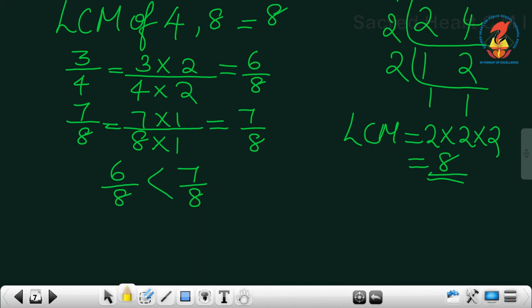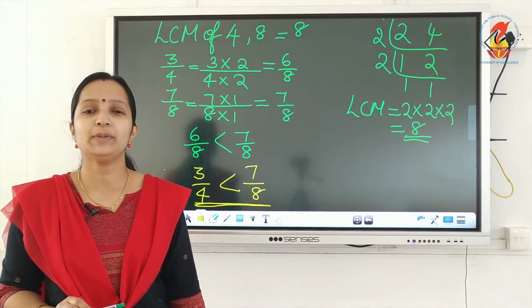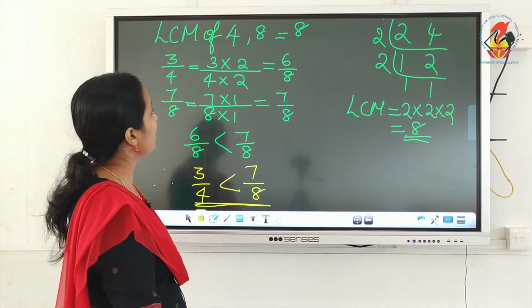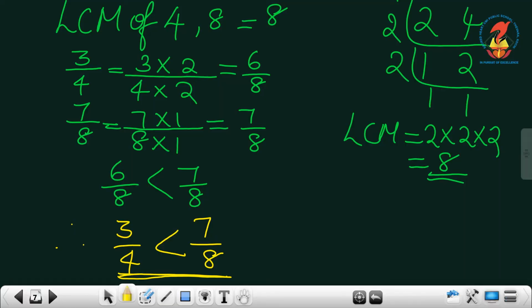Now, our question is this. Okay, therefore, you can write 6 by 8 is equivalent to which fraction? 3 by 4. Is less than, same simple, 7 by 8 is equivalent to 7 by 8 itself. So, what answer you will get? 3 by 4 is less than 7 by 8. I hope it's clear. If the numerators and denominators are different, you have to find the LCM of the denominators, convert the fractions into like fractions, then only you do the comparison.